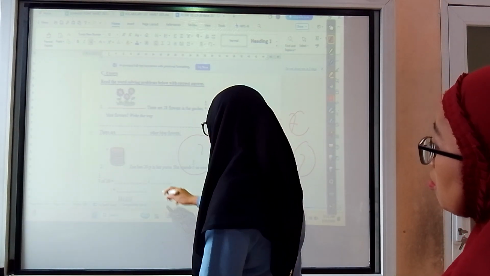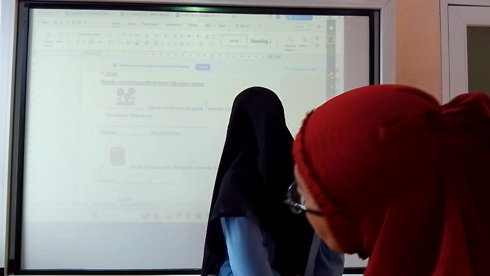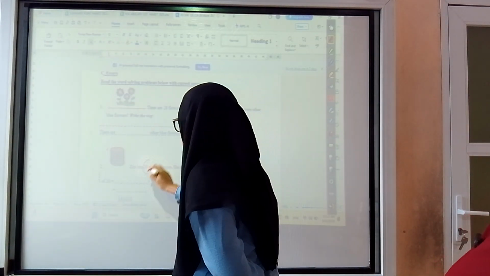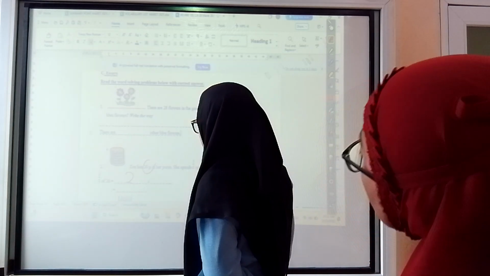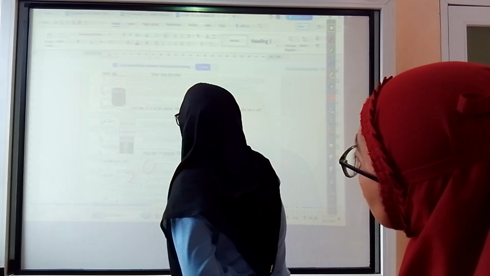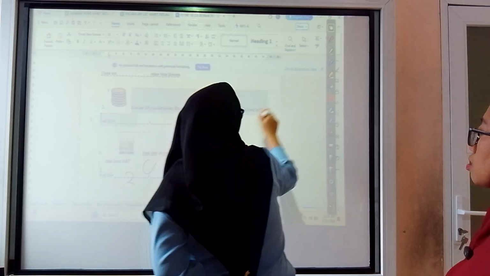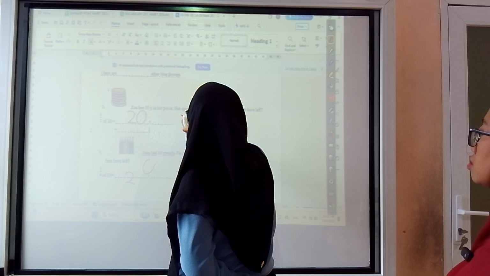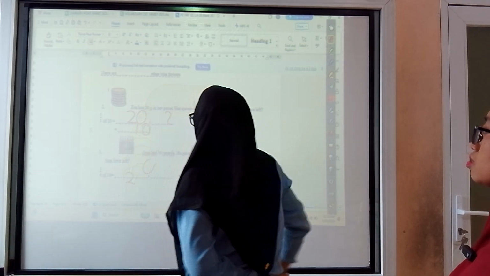Number 2, Jo has 20 pieces in her purse and then she spends half on sweets. So how much does she have left? So 20 pieces, and then divided by 2, because she spends half, so we divide by 2. The answer is 10, like this.